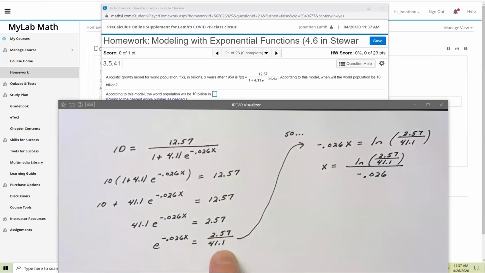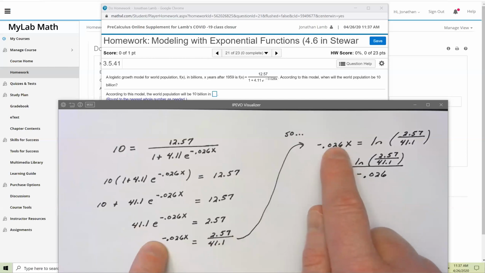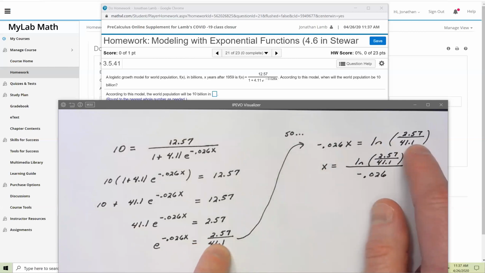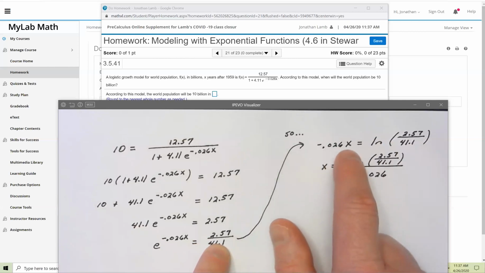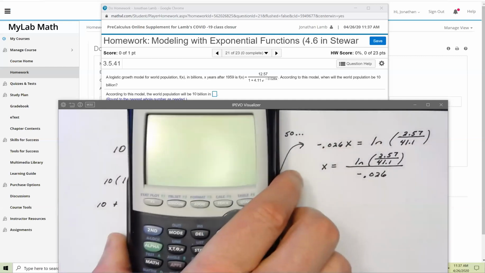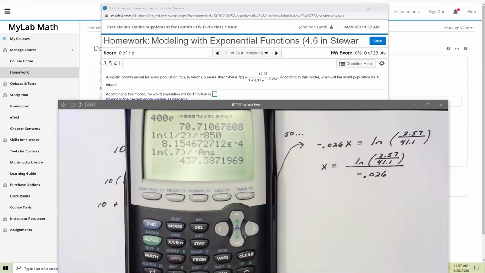Now, it's extremely important that you understand the necessity of getting that exponential function by itself. Now that it's by itself, I can take the natural log of both sides. I took the natural log of this side; natural log and e cancel each other out, so I just have 0.026x on the left. On the right-hand side, you have the natural log of that quotient. So my final answer is just that natural log divided by the coefficient of x, the negative 0.026. You can do that on your calculator.